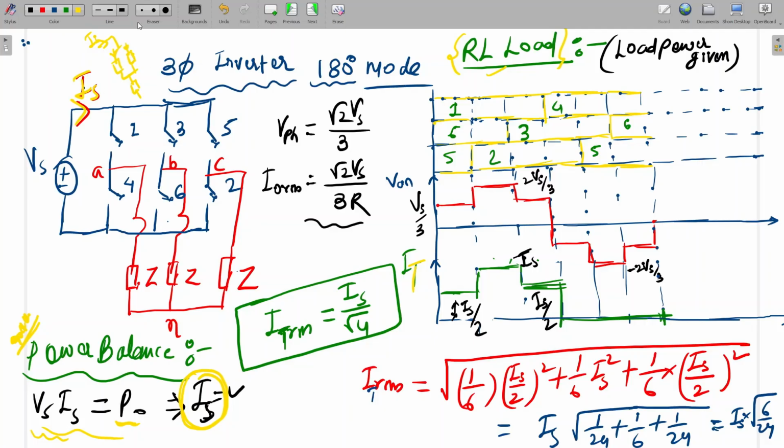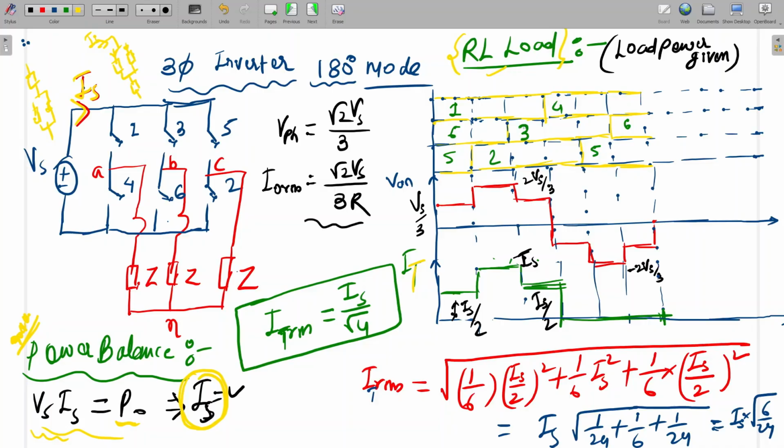That's why here it is Is by 2. If 1, 6 and 2 conduct, then 1 will be at the top and 6 and 2 will be below. So in that case, what will be the switch current? That will be Is.